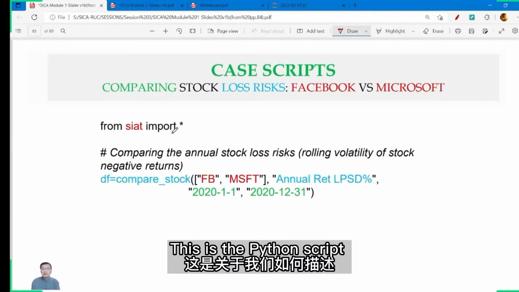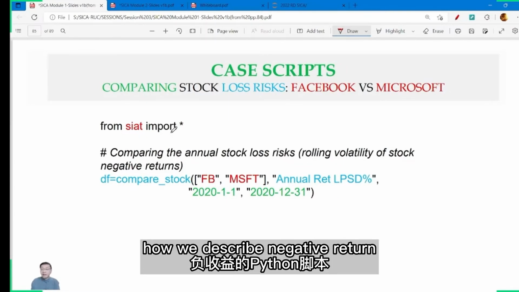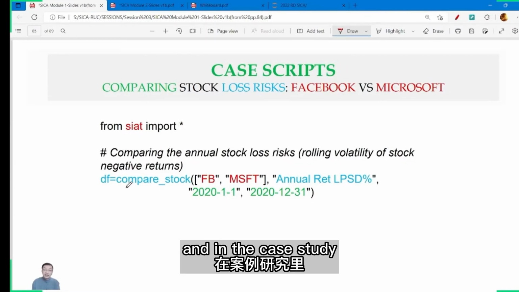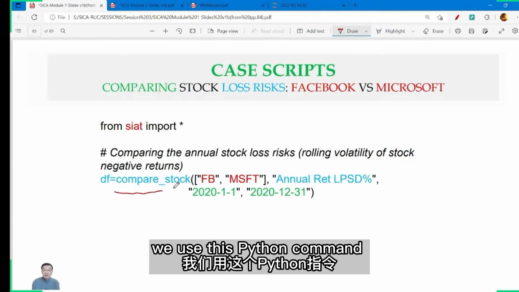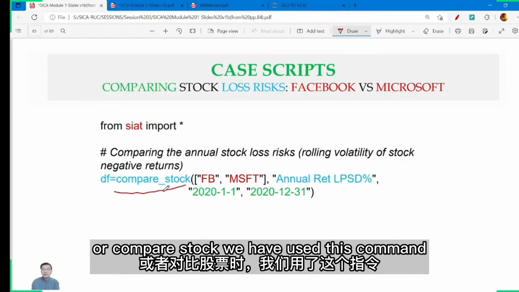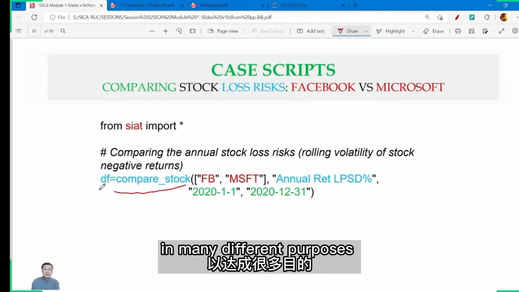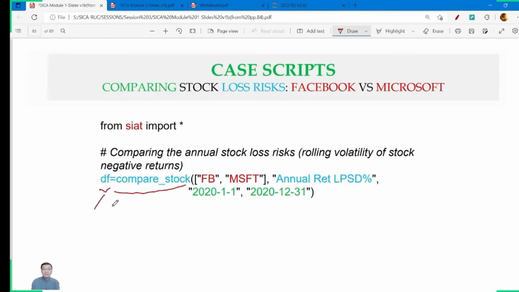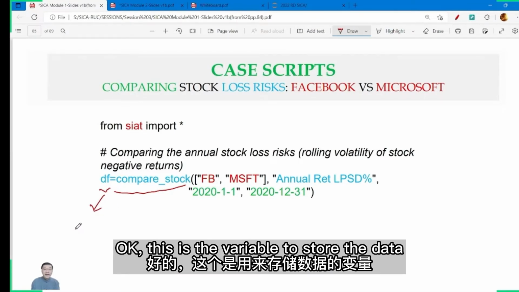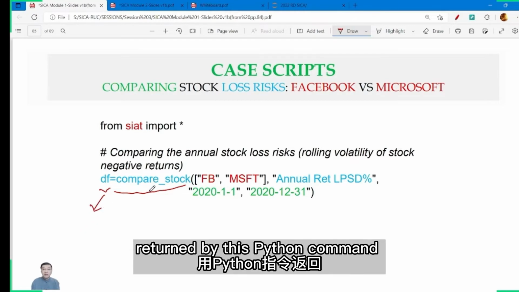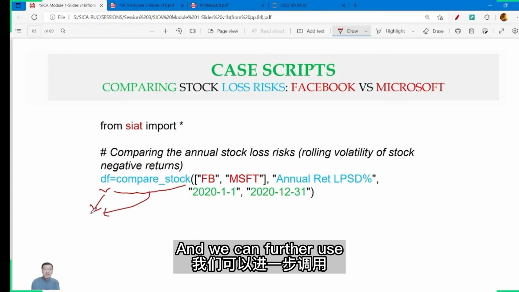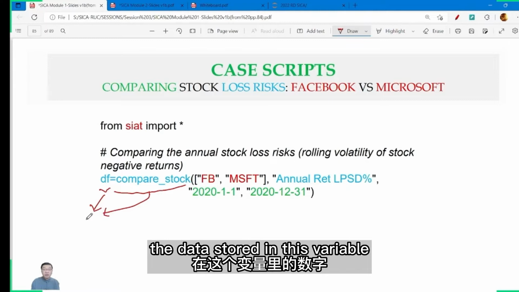This is the Python script, how we describe negative return. In the case study, we use this Python command called compare stock. We have used this command in many different purposes, and this is the return. This is the variable to store the data returned by this Python command, and we can further use the data stored in this variable.